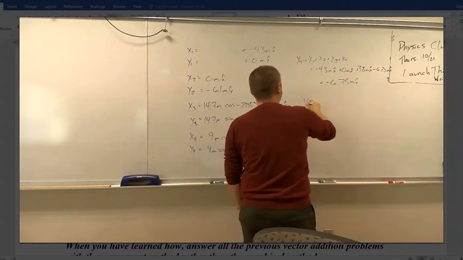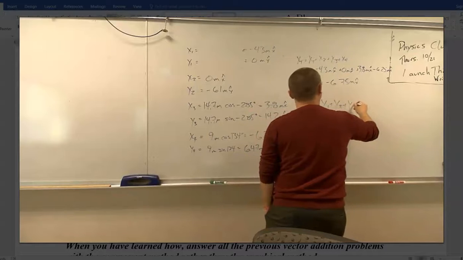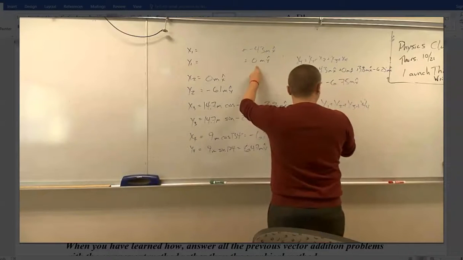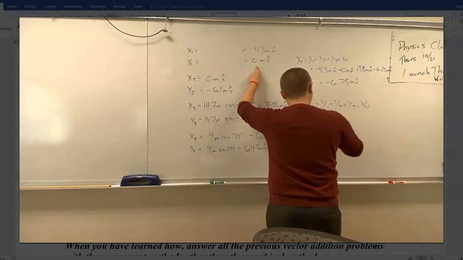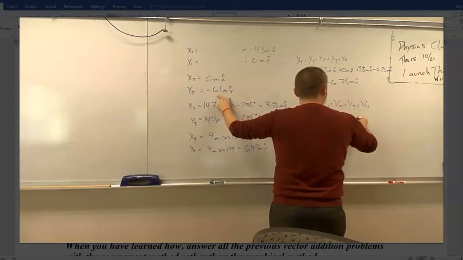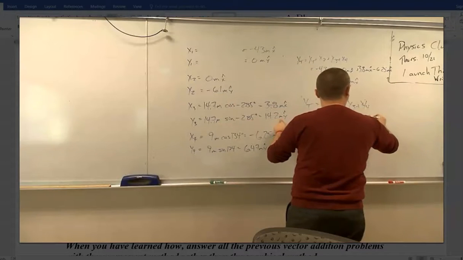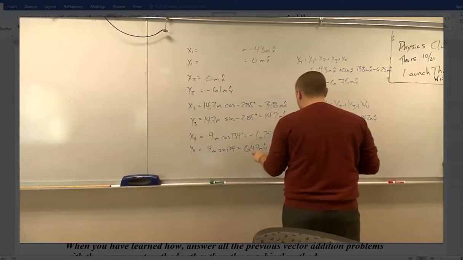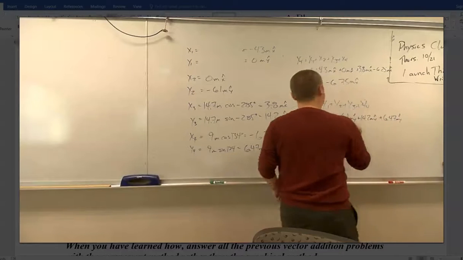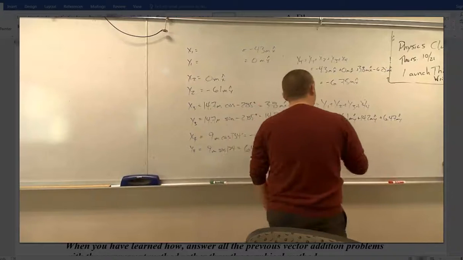And we do the same thing for the y. We added all the x's, now let's add all the y. y1 plus y2 plus y3 plus y4. y1 is 0. If you didn't write the 0, that's fine. Negative 6.1 meters. Then positive 14.2 meters. And then positive 6.47 meters. Add those all up, and you get a total of 14.57.